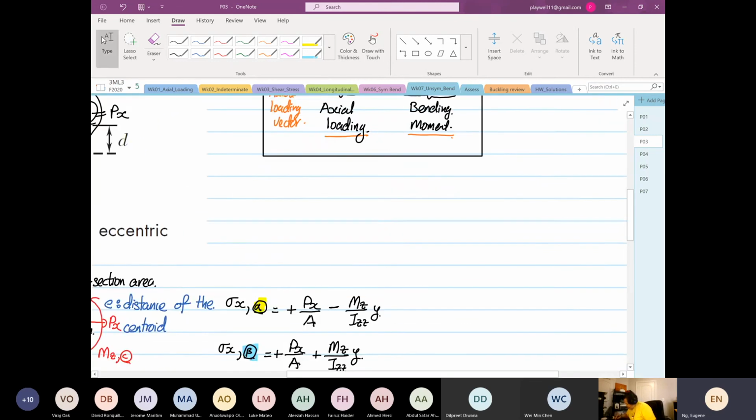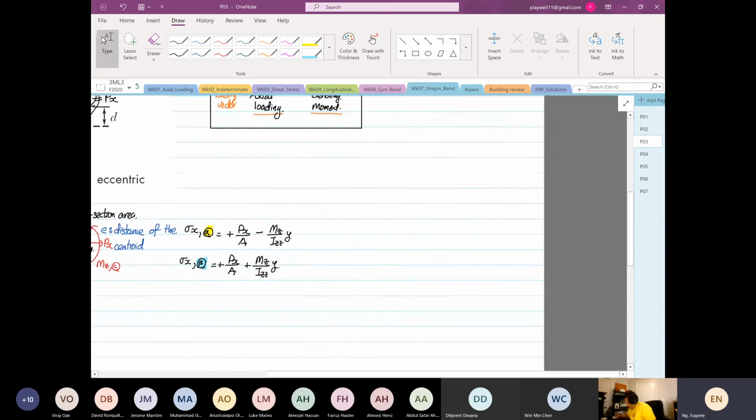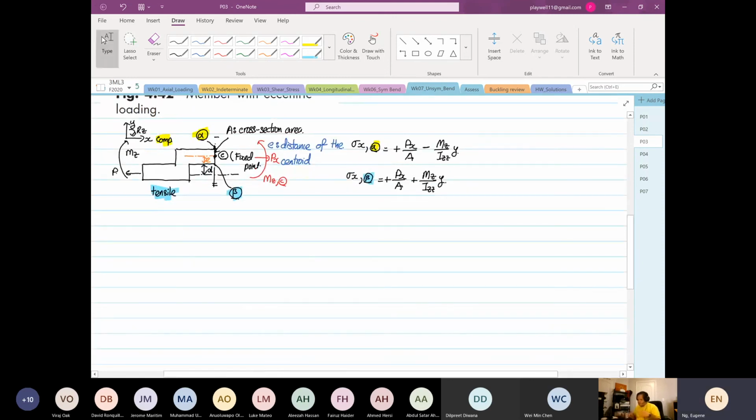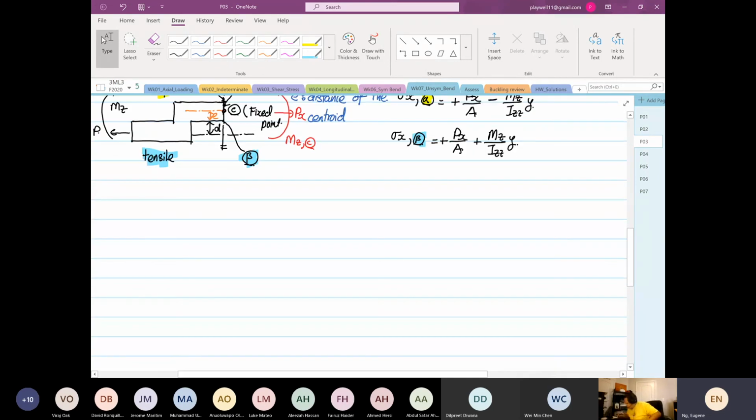Now, the next thing that I want to do is we are going to sketch the stress distribution now. Okay. So let's just assume the cross-sectional area of this structure is like this. Okay, it's rectangular. Okay, so I'm going to draw bigger. Okay, so this is the cross-sectional area.